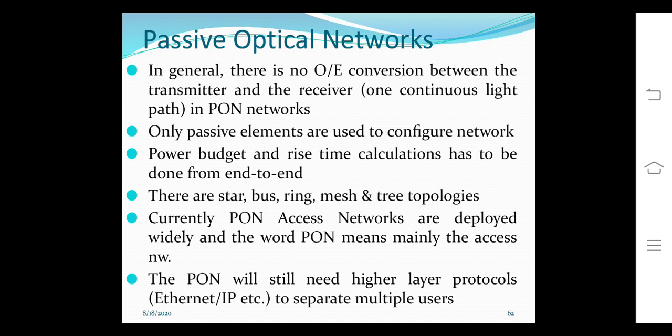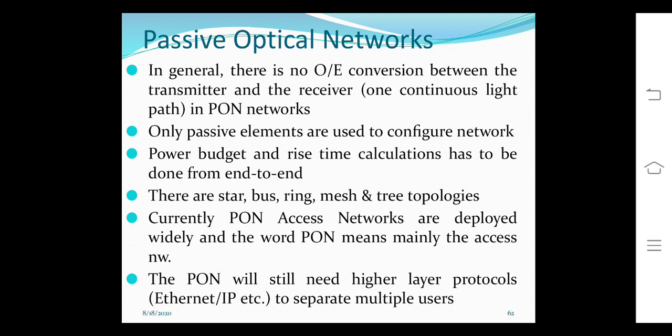Now, the passive optical networks. In general, there is no optical-to-electrical conversion between the transmitter and the receiver. So there is only one continuous light path in PON networks, that is passive optical networks, and only passive elements are used to configure the network. So power budget and rise time calculations have to be done from end to end. So we use different methodologies and topologies for that.